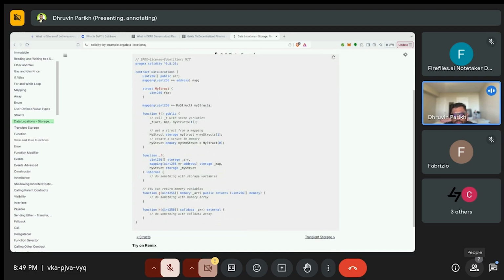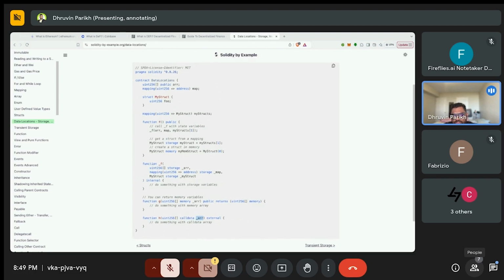If we talk about this example, if you want to get the arguments, then within the function you will have to access the calldata, right? If you are using _arr, you are actually accessing calldata, which is the location where all the arguments of your functions are going to be.